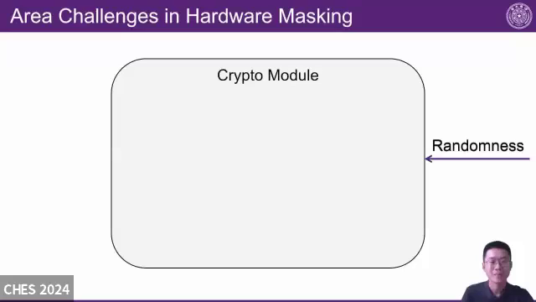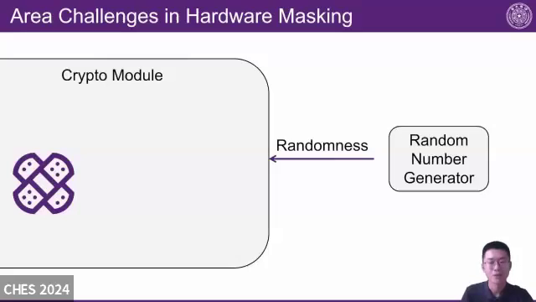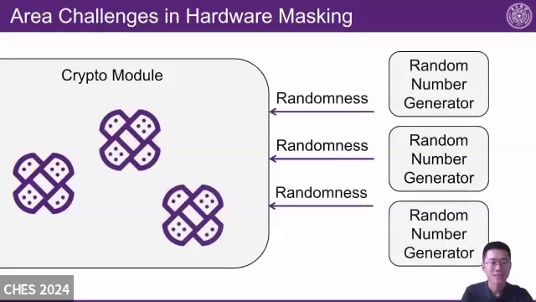Furthermore, fresh randomness is often used as a universal patch to fix leakage. Wherever there's a leakage, adding new randomness and registers usually helps. However, this fresh randomness, typically sourced externally, also comes from area-consuming random number generators. So, high randomness demand can lead to significant area overhead from the random number generators.